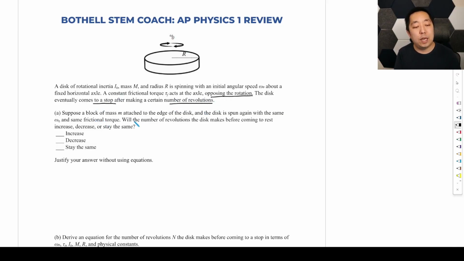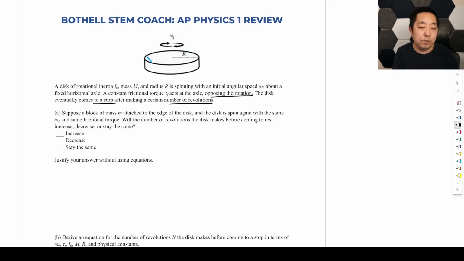Suppose a block of mass m is attached to the edge of the disk, and the disk is spun again with the same omega naught and the same frictional torque. Will the number of revolutions the disk makes before coming to rest increase, decrease, or stay the same? So we're talking about the number of revolutions, that is to say, how many times it goes around. That's like an angular displacement. Another way to think about that.